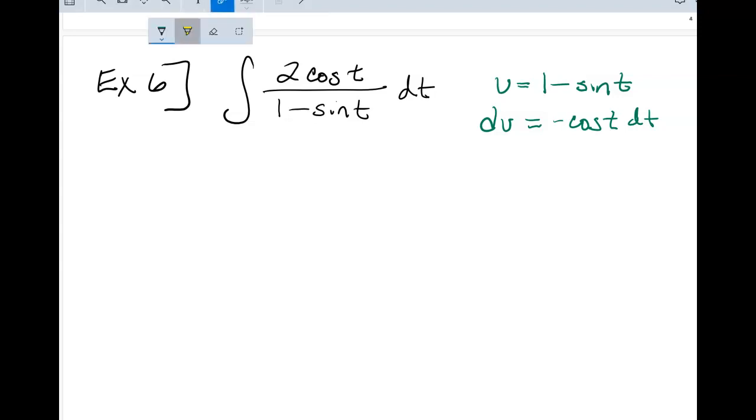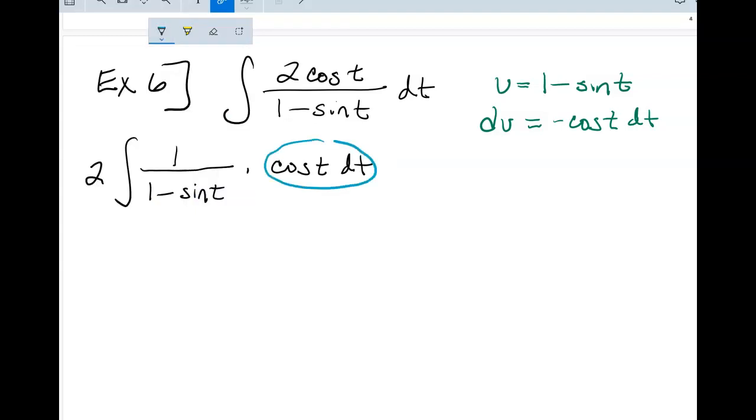And if we're rearranging things, we can bring that 2 to the outside, rewrite this as 1 over 1 minus sine of t, and then move the cosine of t outside of the fraction so that it's multiplying the dt. So what's cosine of t times dt worth? If we take this equation over here and we divide both sides by -1, we get negative du is equal to cosine of t dt.